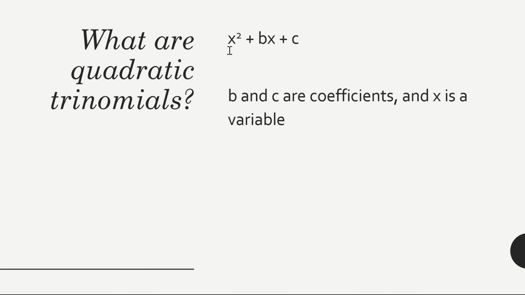And for these problems that we're going to do today, there's going to be no coefficient of x squared. Usually that's the variable a, but for these ones we're not going to worry about how to do it if the x squared has a coefficient. Okay, so all the quadratic trinomials are going to look like this.